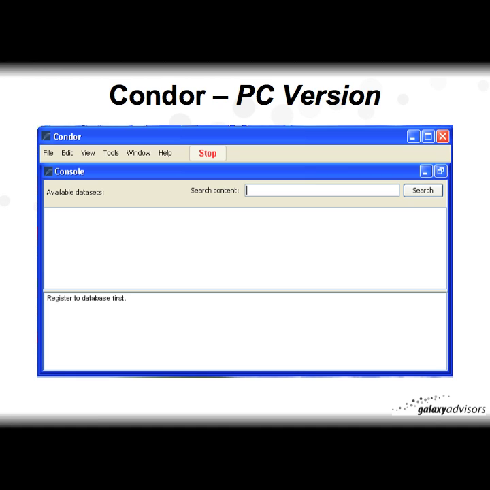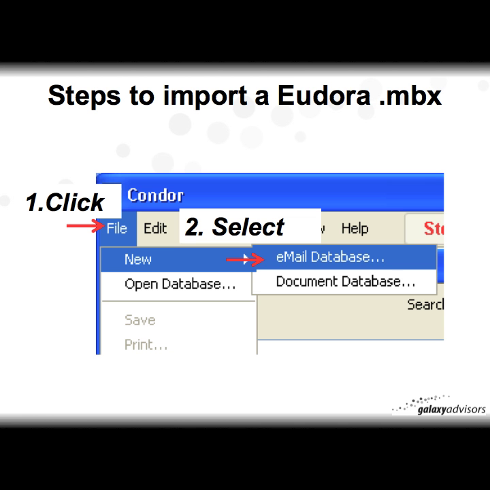Next, Condor. This is the PC visualization of the form for Condor, the PC version. There is both a Mac and a PC version. I'm going to use the PC version here. Again, the functionality is identical. So let's look through the basically 12 steps.